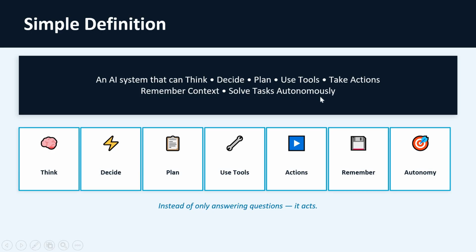So they do not have a dependency on other work. Autonomously it will solve this. So think is the brain, then decide, plan, use tool, action, what action it has to perform, remember, and autonomy. If you want to make your Agentic AI application, it should follow all these points, and only then will your application become an Agentic AI application. So instead of only answering the question, it also acts.